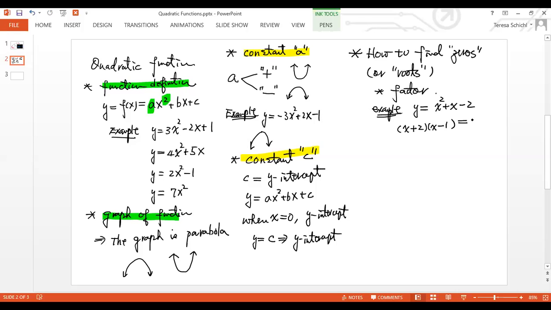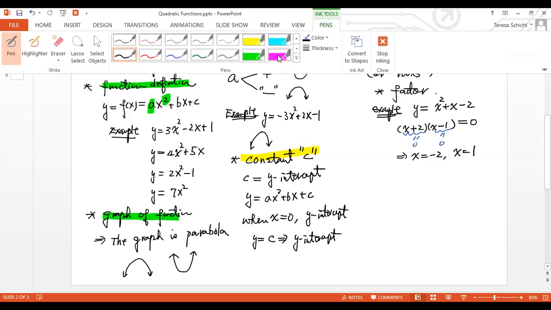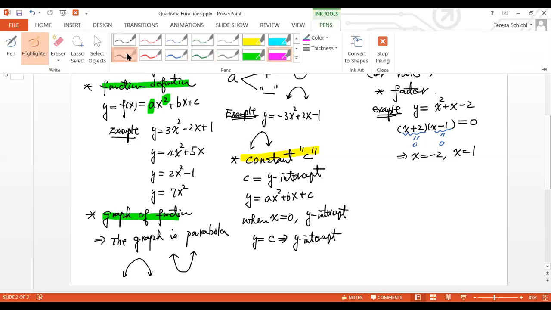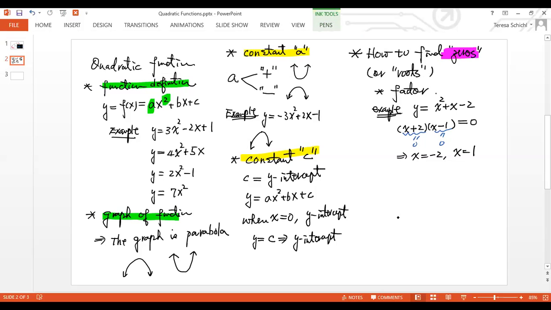Then you set this equal to 0. So then you set each one, like you set this one equal to 0, then you set this one equal to 0, then you solve it, right? So that's why you know the roots are at x equal to -2 and x equal to 1 here. So when we talk about how to find the 0, what does that mean? That really means the quadratic, right? So if you have a quadratic function here, right?